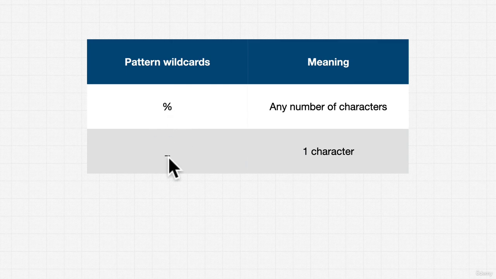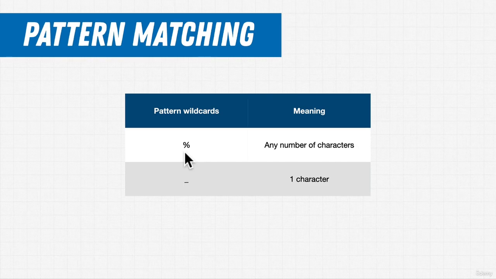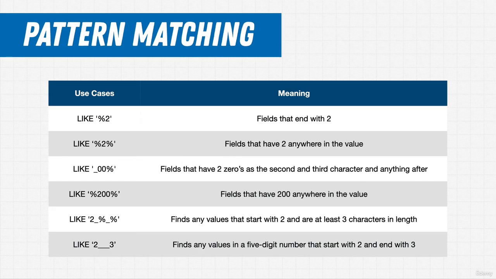Then we have the underscore, which means one character. If you want to match one character after, you could do M underscore, which would find Mo, because that's 2 letters. So it would only find M with one extra character. Percentage sign would find M with any given number of characters. So what kind of patterns can we match against? Well, let's look at some pattern matching examples.